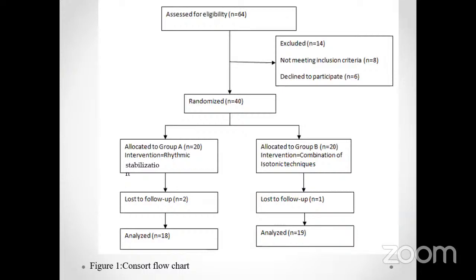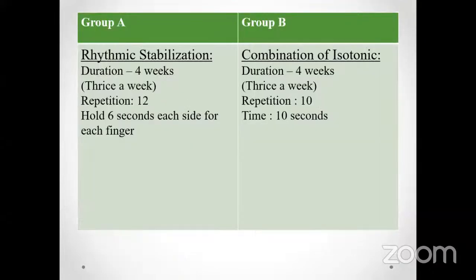In group A, rhythmic stabilization, which is a PNF technique, was given, and in group B, the combination of isotonic technique was provided. While the procedure was going on, I had two loss to follow-up in group A and one in group B. So a total of 37 were analyzed. The duration for both groups was equal, about 4 weeks.